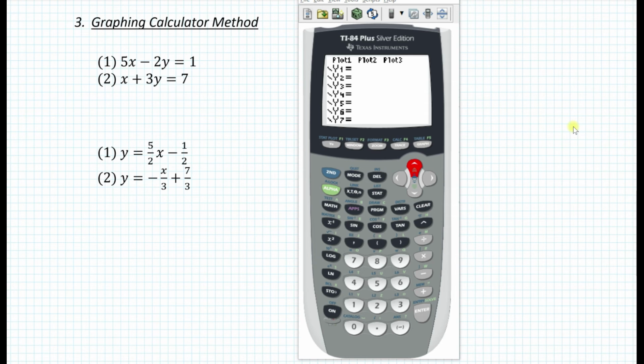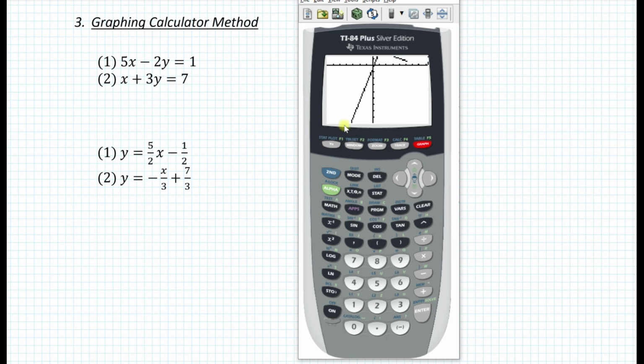So the first equation corresponds to y equals 5/2 x minus 1/2, and the second equation corresponds to y is equal to -x/3 plus 7/3, and both are now in slope-intercept form and ready to be input into the graphing calculator. So once you input these equations into the graphing calculator in the Y editor, all you need to do is click the button where it says graph and wait for the graph to appear.